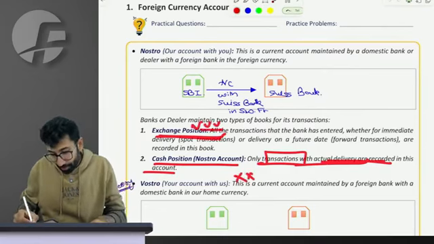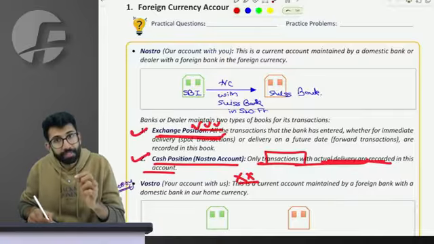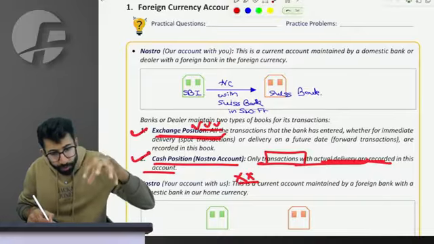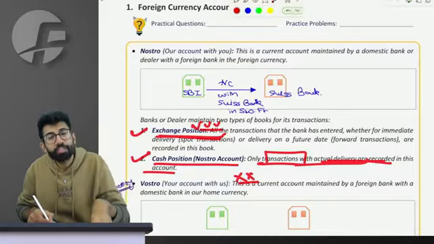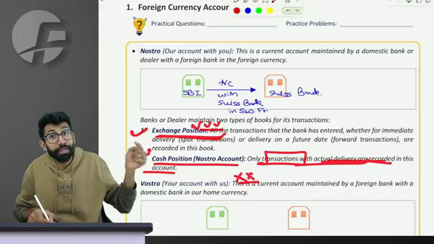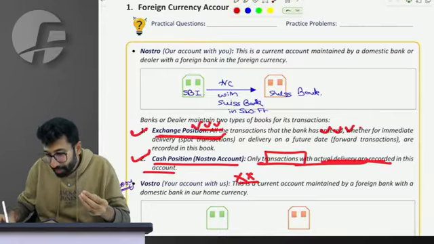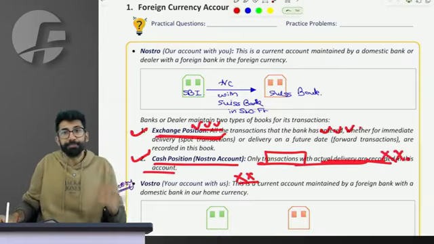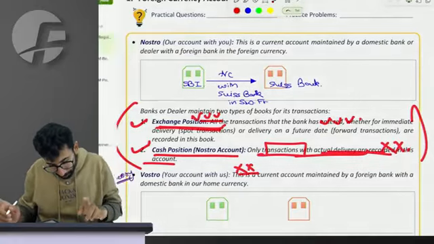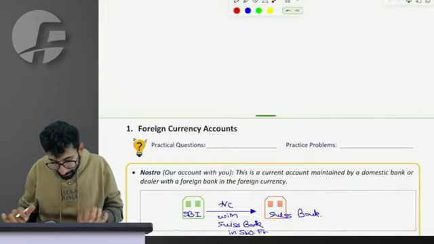That's not recorded in the nostro account. If you enter into a spot market transaction, it is recorded at both places. But if you enter into a forward buying or selling, something for which today only a contract has to happen, or something for which the inflow or outflow will happen on a later date, all such transactions are recorded only in the exchange position and not in the nostro account. Are you understanding? That simple thing you have to do. We have a practical question on this. Let's go to that practical question and you will realize that.